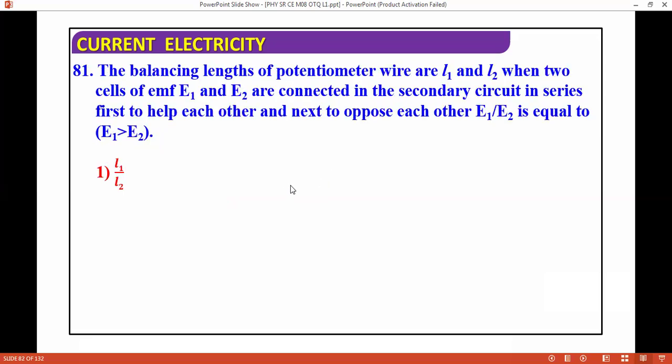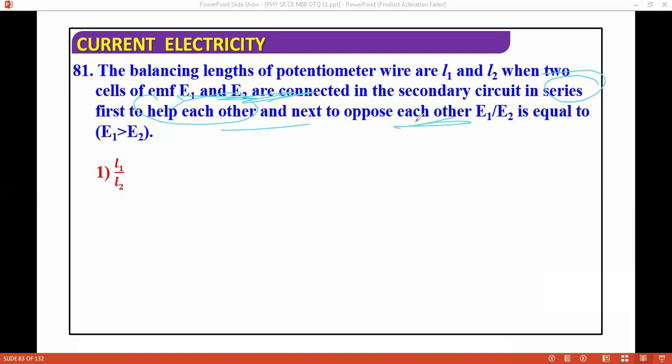Next question. Balancing lengths of the potentiometer are L1 and L2, and two cells of EMF E1 and E2 are connected in the secondary circuit in series, first to help each other, next to oppose each other. So what is E1 by E2? This is an easy, experiment-based question. If you have done the experiment, you can do it easily and quickly. First, they are connected in series to help each other, meaning in the same direction of current.